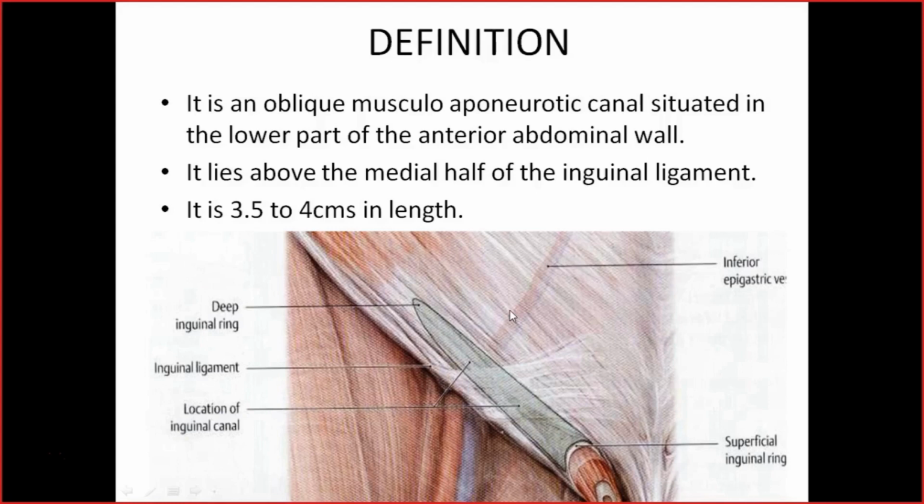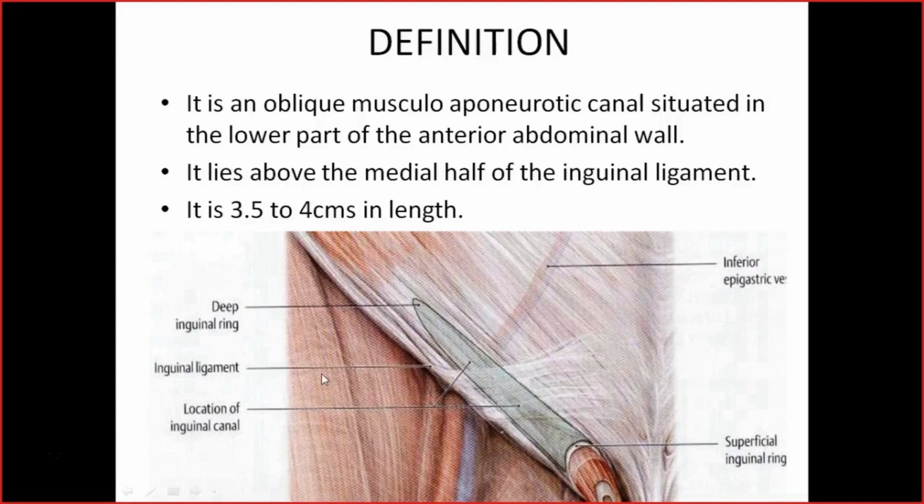As we already read, we have the external oblique, internal oblique and transversus abdominis. Those muscle fibers along with aponeurotic fibers contribute to the formation of the inguinal canal. And as you know, it lies above the medial half of the inguinal ligament. This is the inguinal ligament, and above that the medial half is occupied by this canal. It is about 3.5 to 4 centimeters in length.